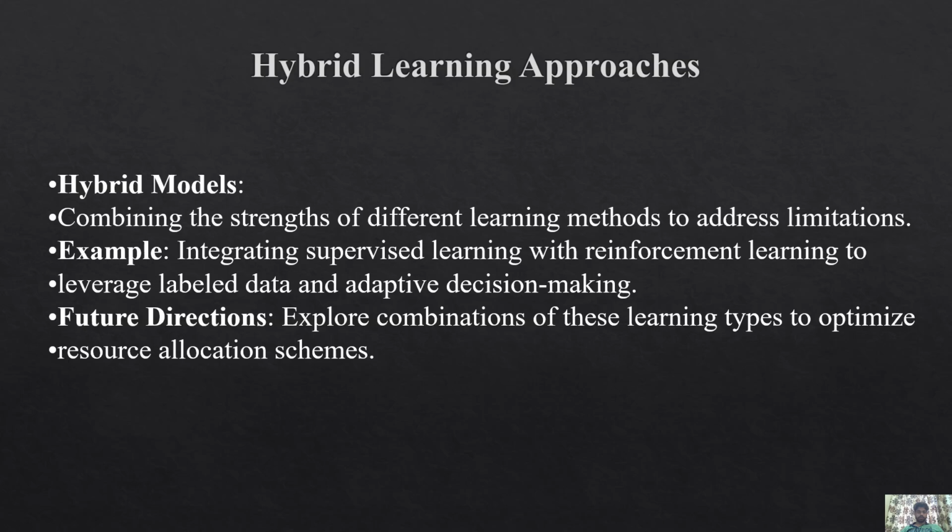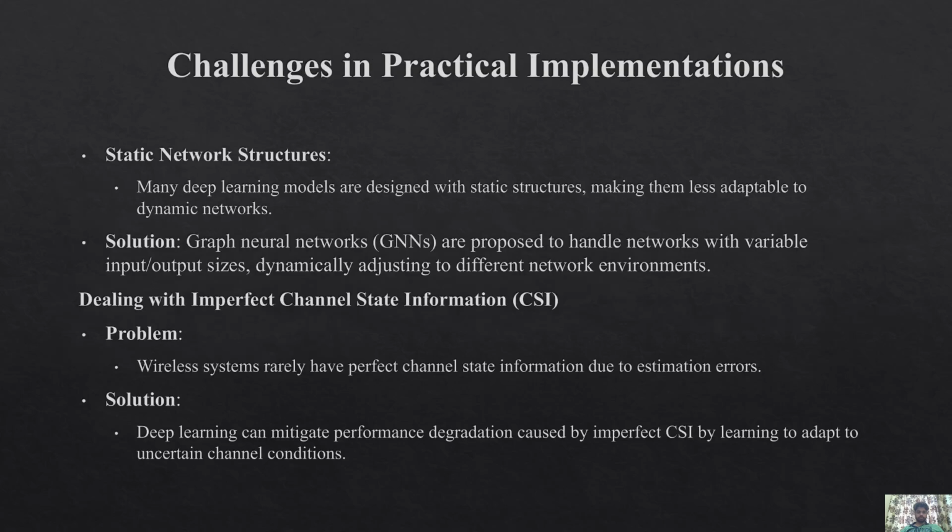Hybrid learning approaches. Hybrid models combine the strengths of different learning methods to address limitations. Example: integrating supervised learning with reinforcement learning to leverage labeled data and adaptive decision making. Future direction: explore combinations of these learning types to optimize resource allocation schemes.